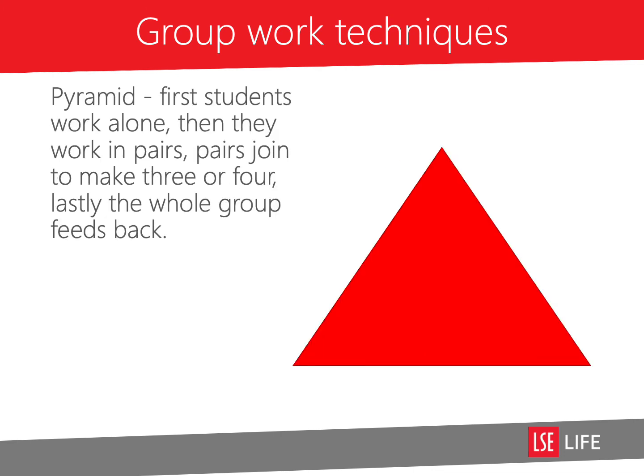Pyramid. First, students work alone. Then they work in pairs. Pairs join to make 3 or 4. Lastly, the whole group feeds back. This is a really helpful technique if you have a group with a lot of quiet people. Allowing them the chance first to think about something on their own, and then gradually increasing the number of people they talk to helps them to slowly warm up.